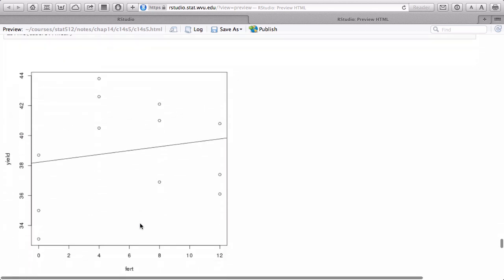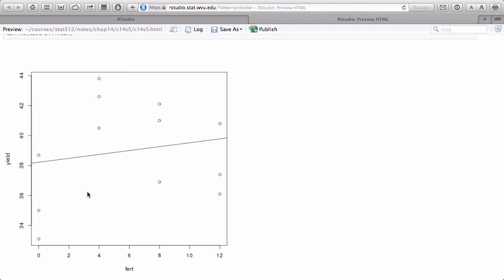But look at the graph. This is what we fit: a straight line. But you might guess that if you over-fertilize, it can be destructive. In other words, fertilizer can help up to a point, and then it starts to be destructive. You burn the crop, in essence. You have too much fertilizer.